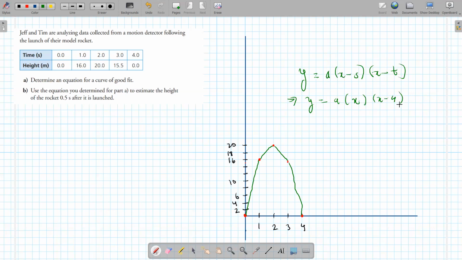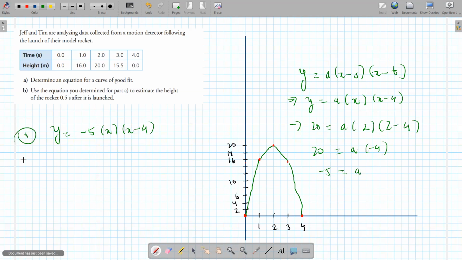How do we find the a value? You plug in another point. I'm going to plug in the vertex because that's a beautiful point, (2, 20). So y is 20, a we don't know, x is 2, x minus 4 is negative 2. So you have a times 2 times negative 2, that's a times negative 4 equals 20. So a becomes 20 divided by negative 4, a is negative 5. Therefore, our equation is y equals negative 5 times x times (x minus 4). So this is the answer to part A.